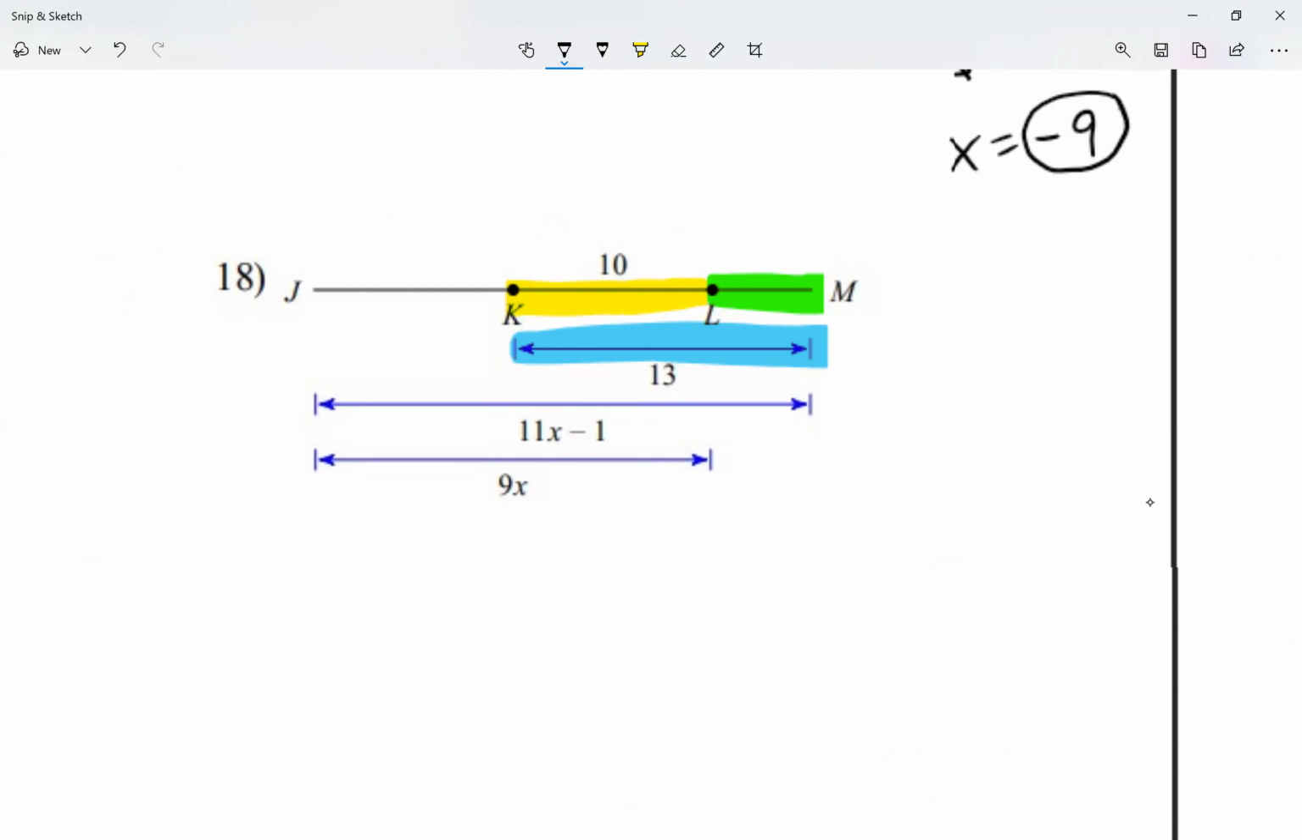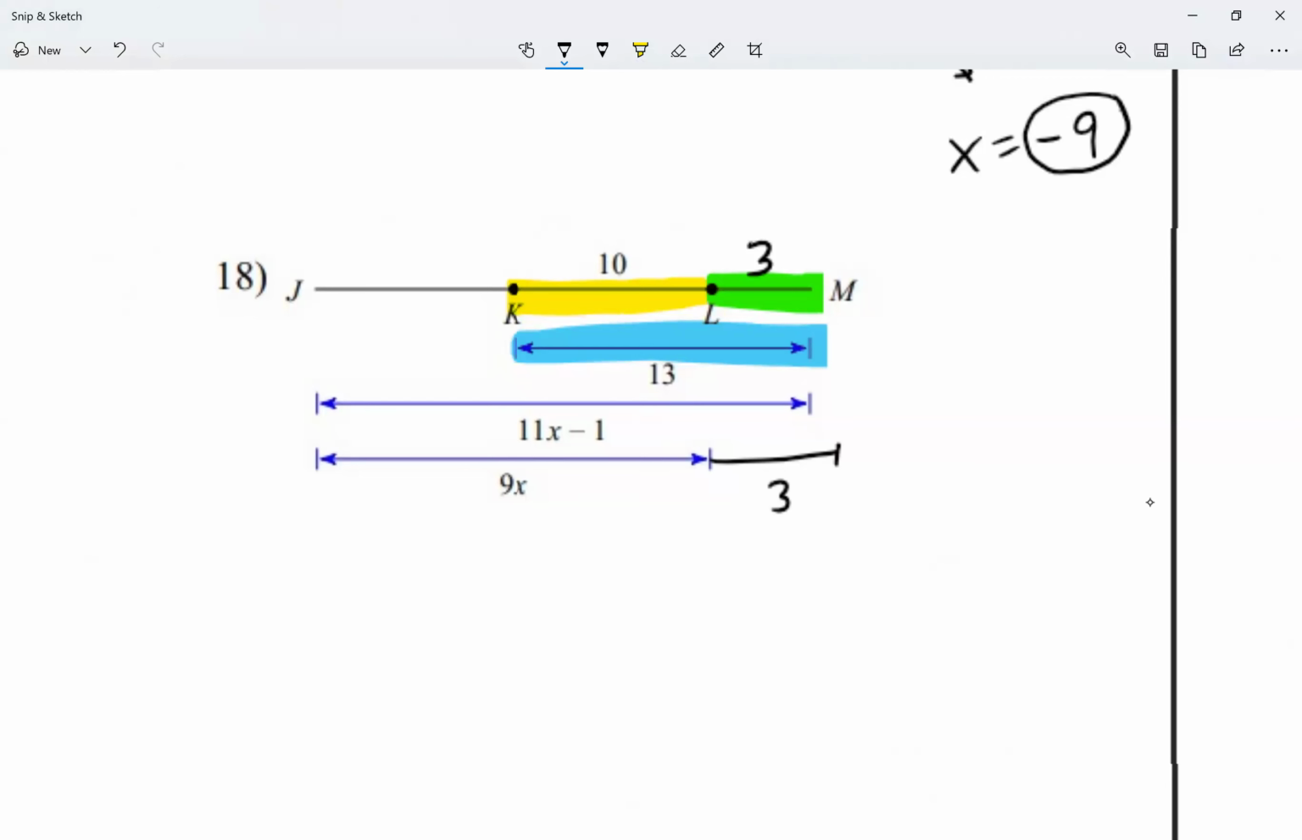I think we can agree that LM is going to be 3, right? We can agree that. Another thing we can agree is down here. This is 3 right here, right? You guys see that? Okay, good.